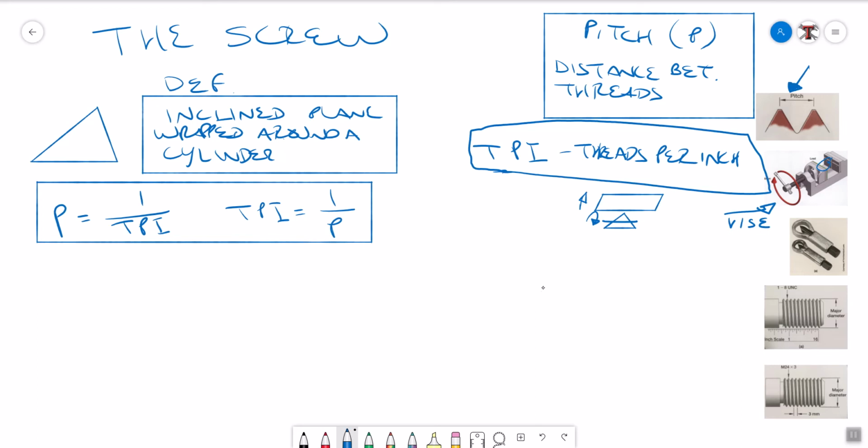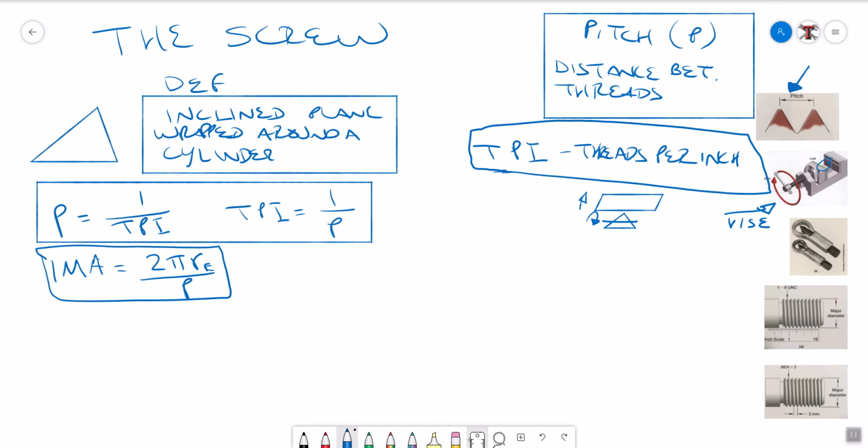All right. The other equation that we're going to need to know is IMA, or ideal mechanical advantage, just like all the other simple machines for this group. And this one's going to be 2 pi RE over P. What is this? And once again, this is also coming from the book. The circumferential distance traveled by the effort in one revolution divided by the pitch.